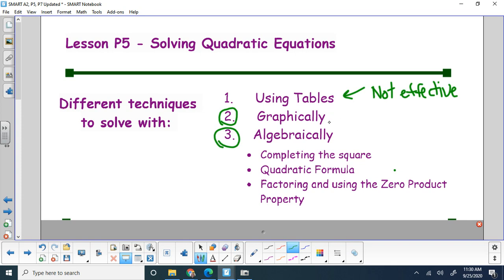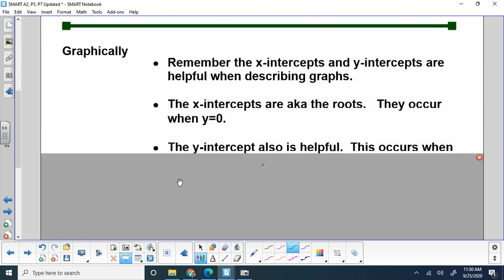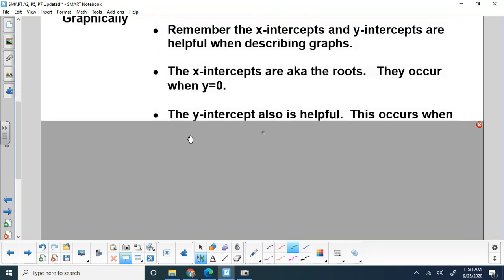In option 2, we are going to talk about graphically. During our live meet, I will show you how to do that, but on our recording here, I'm going to use Desmos to help us out. And then algebraically today, I'm going to be focusing on solving it using the factoring method, the zero product property, and the quadratic formula. In tomorrow's lesson, I will talk about completing the square. So let's just highlight a couple things about the graphical approach before going into the algebraic ones.